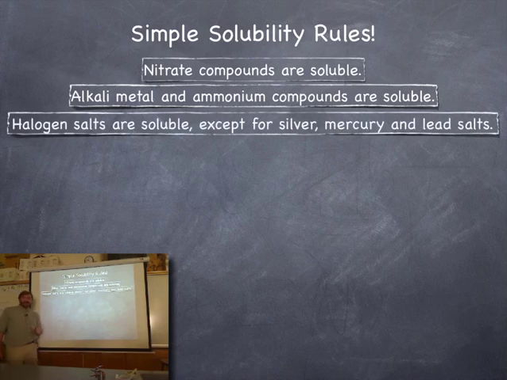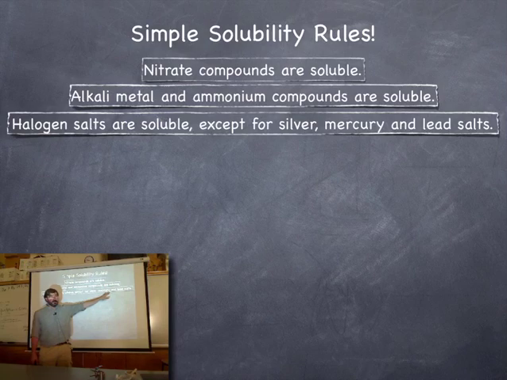Halogen salts. What are the halogens on the periodic table? Fluorine, chlorine, bromine, iodine, astatine, the second to last column. We call those the halogens. Halogen salts are soluble. That is, they will dissolve in water and split apart into individual ions, except if they are combined with silver, mercury, or lead. Remember, those would be the positive ions. Halogens are all going to form negative ions, -1 charges.